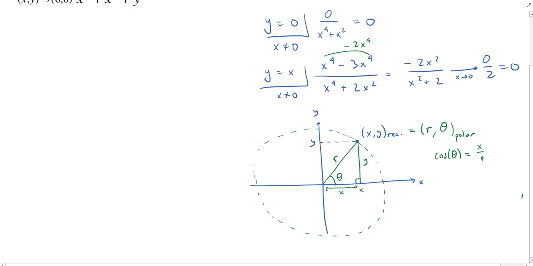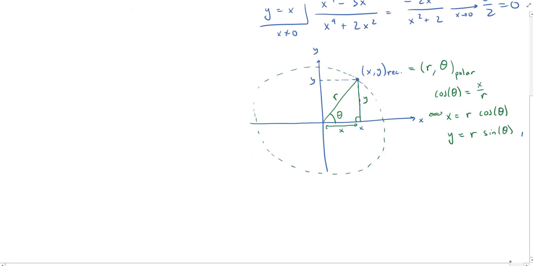So x over r. And so if I solve for x, then I get x is equal to r times the cosine of theta. So once you know the r and the theta, you can produce the x coordinate. Similarly, the sine of theta is going to be y over r, and so y is going to be r times the sine of theta. So if you know the r and you know the theta, you can immediately, using these formulas, write down the x and y coordinates, the rectangular coordinates.